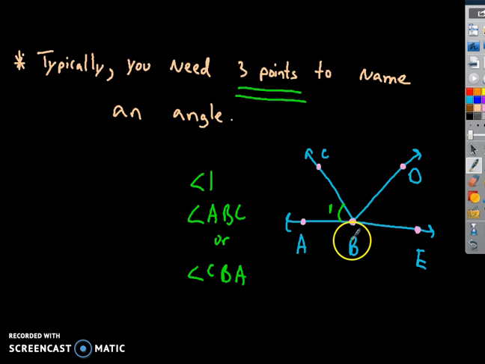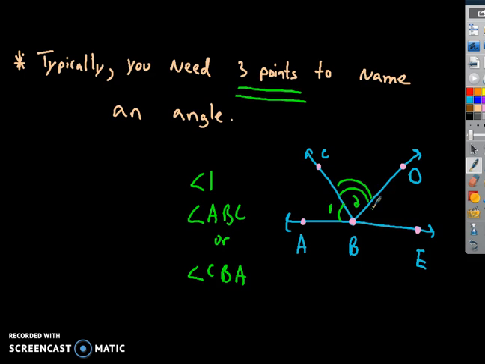Again, B has to be in the middle because that's where it bends. That's the vertex of it. And either direction, you still name the same angle. So you typically use 3 letters, and the middle letter would be the vertex. Sometimes you use numbers, though.